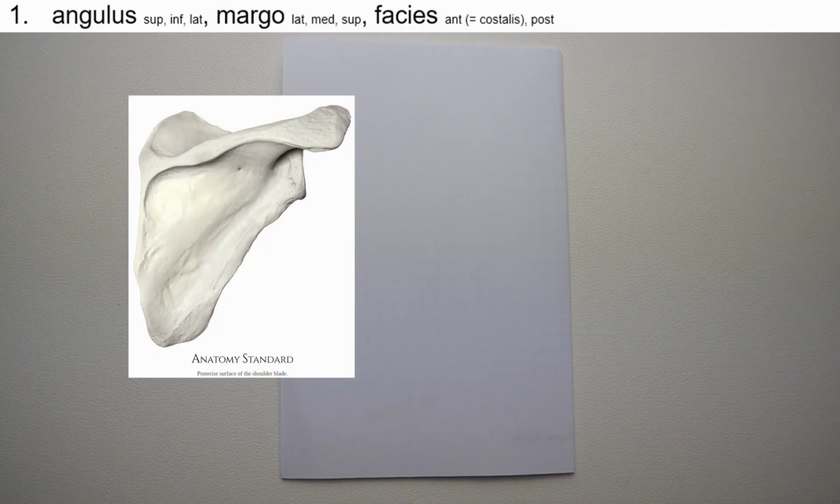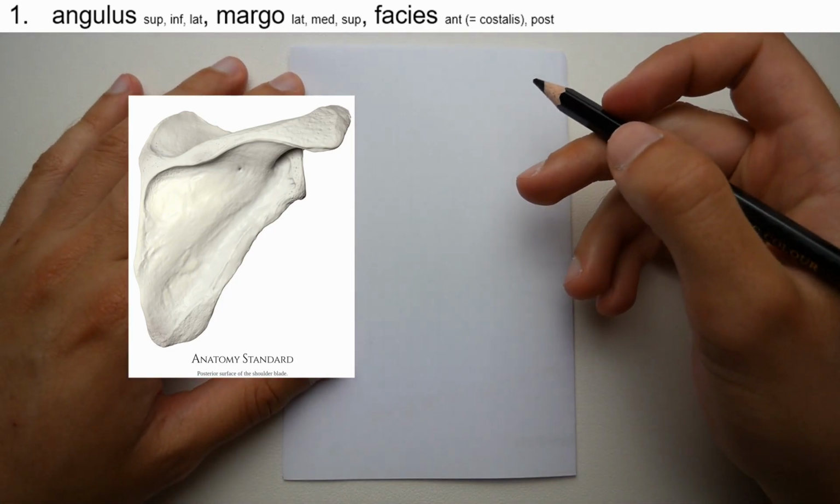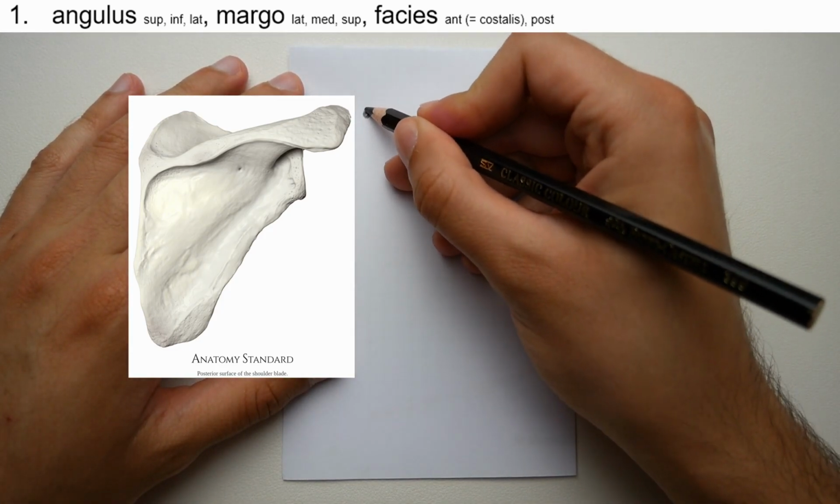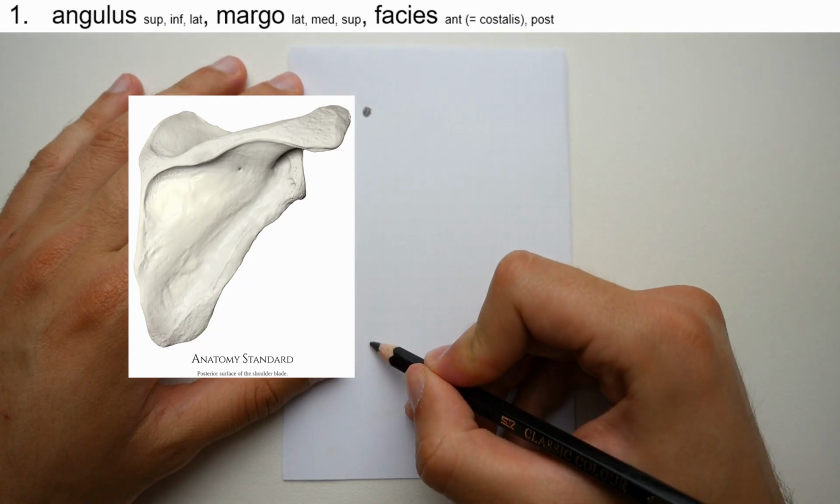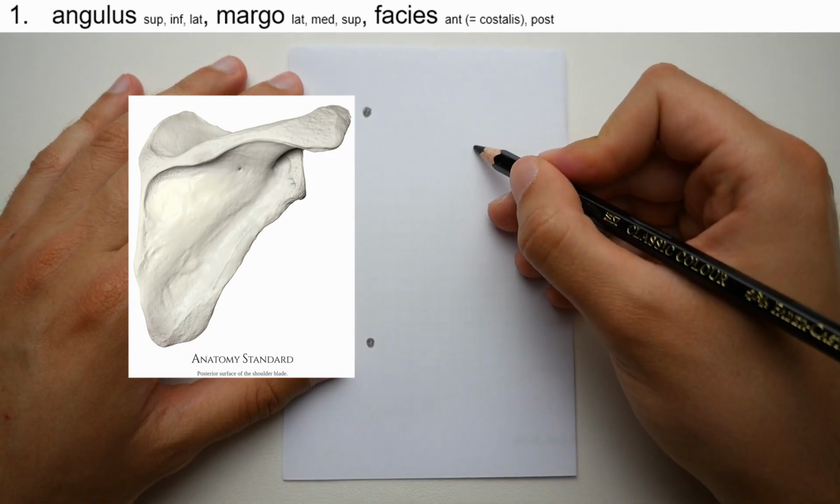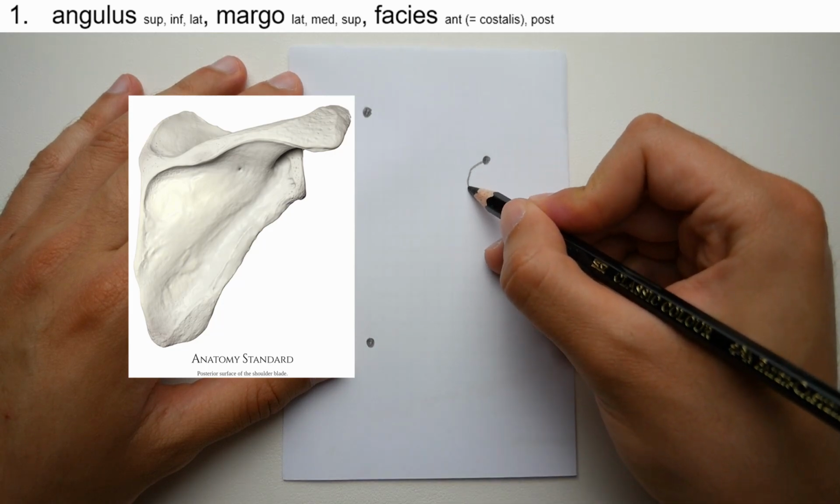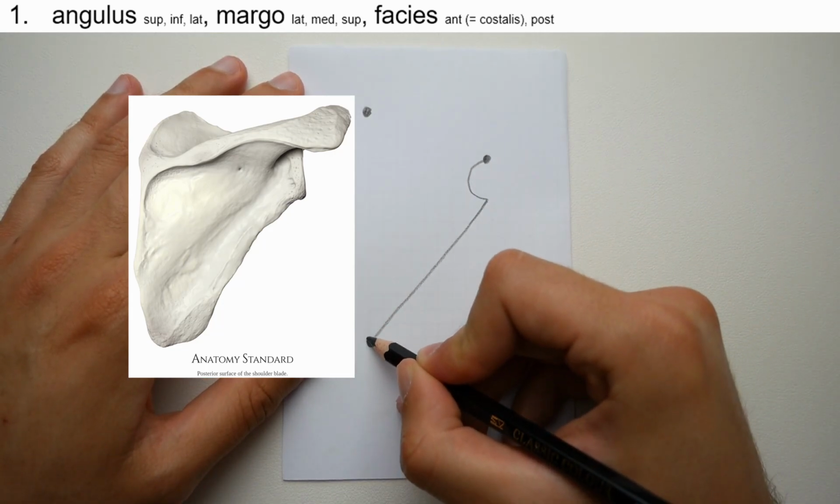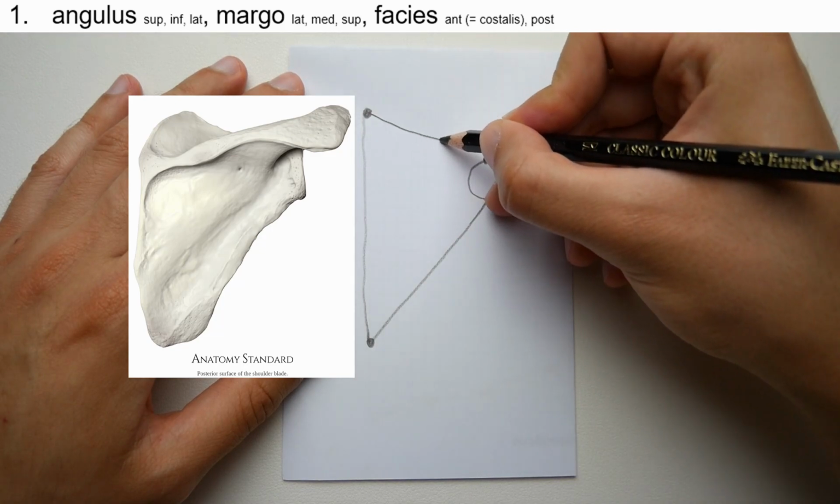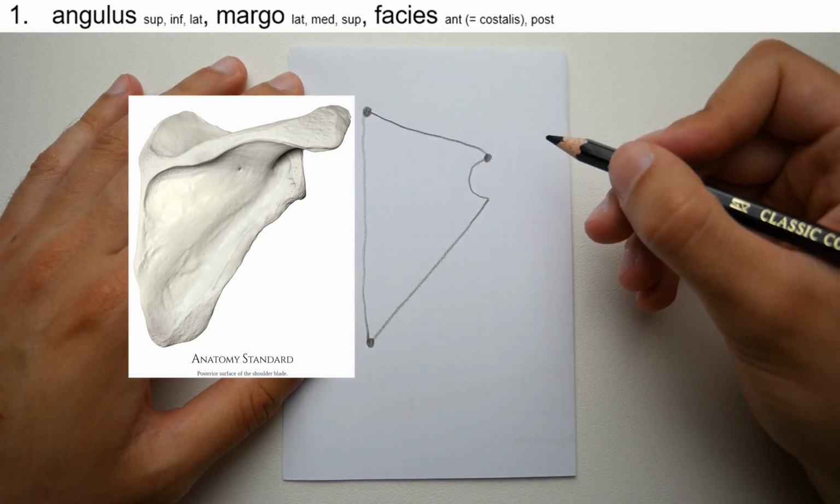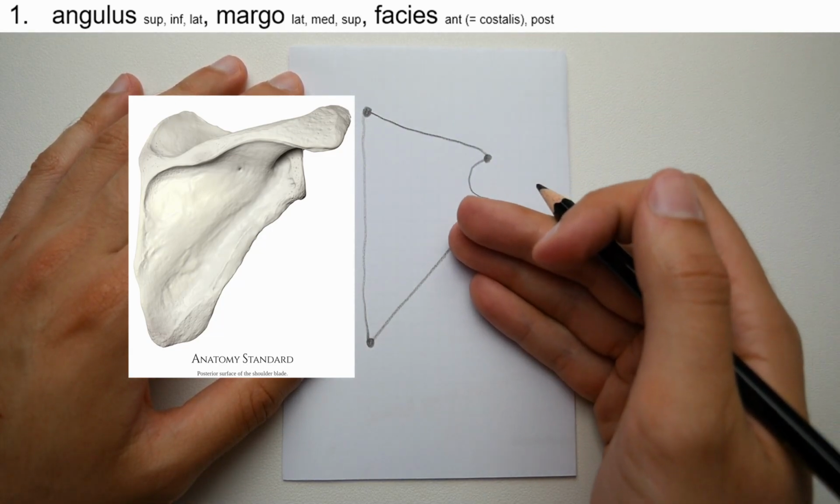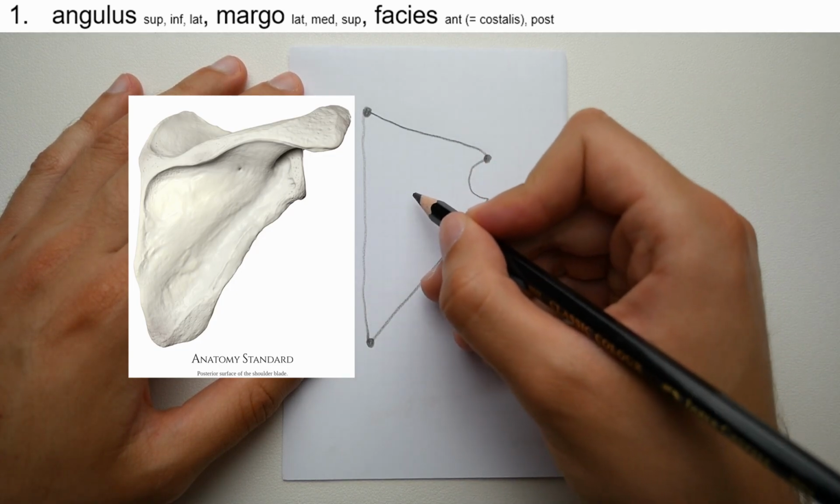The scapula, drawn from the dorsal view, has an angulus superior, inferior, and lateralis, a margo lateralis, medialis, and superior, as well as a facies anterior and posterior.